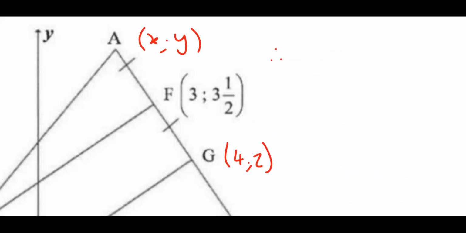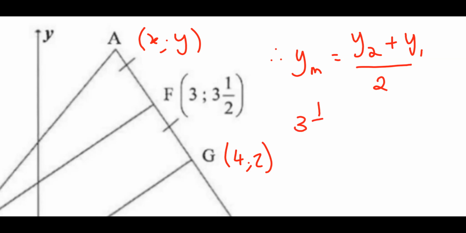Okay, so I'll say y at the midpoint is equal to the first y plus the second y divided by 2. Now we already know that the y at the midpoint is 3.5. So if we just add the unknown y plus the known y, which is 2, and divide that by 2, then we can solve y.